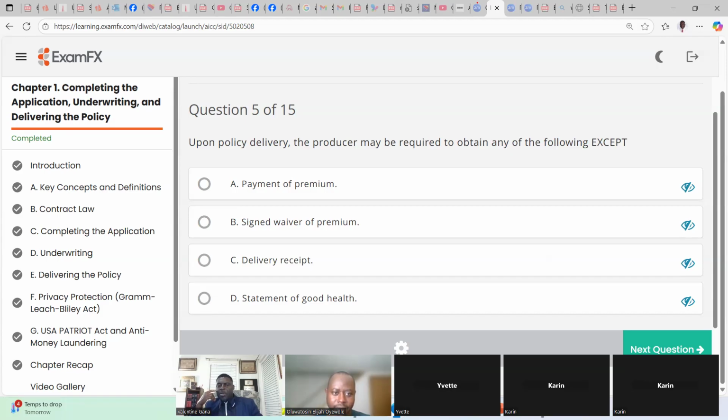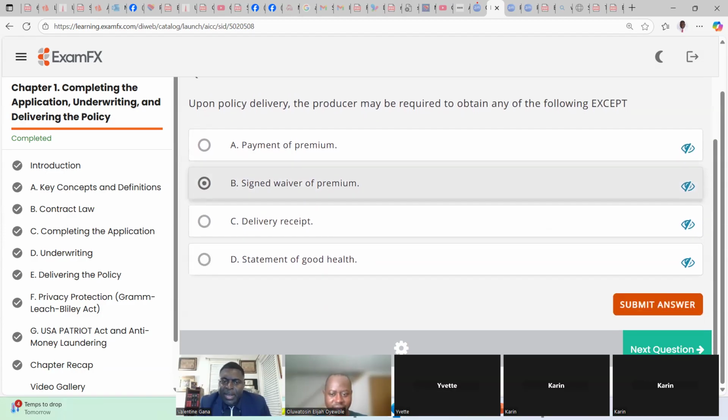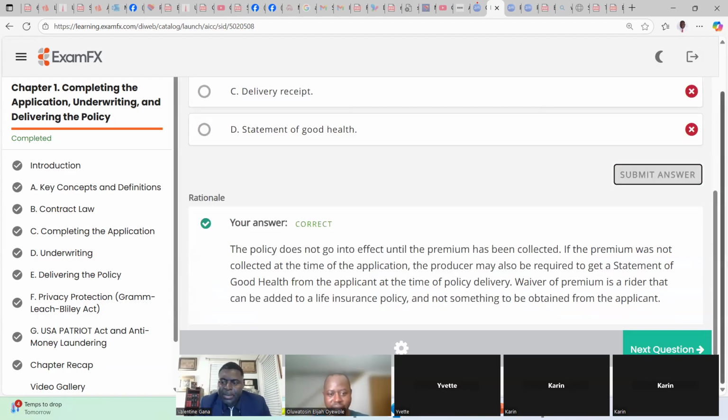So payment of premium, yes. If the premium has not been paid, they will receive... Let's go to D, statement of good health. Yes. Okay. Delivery receipt, yes. Signed waiver of premium. The right answer. Why would you have to waive the premium? Then they will not deliver that policy. So that's the answer. And that's correct.